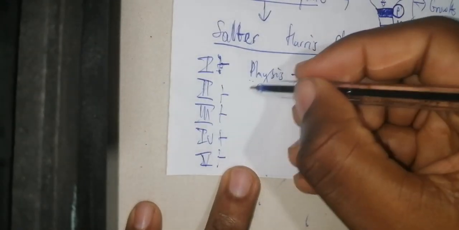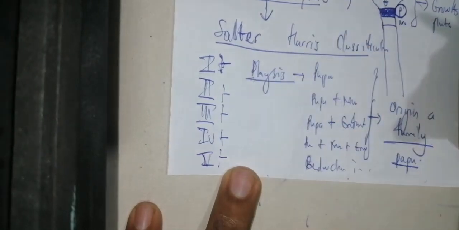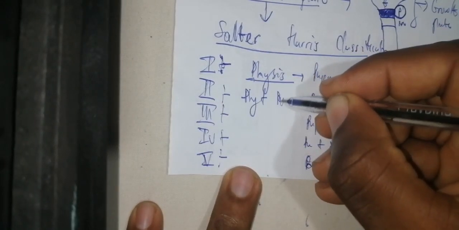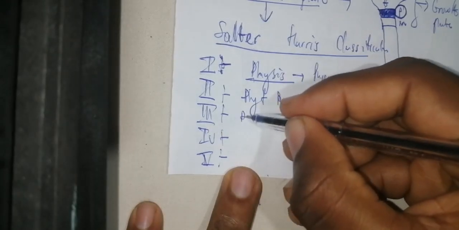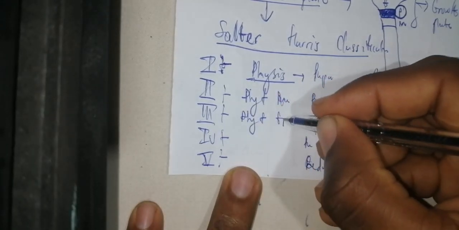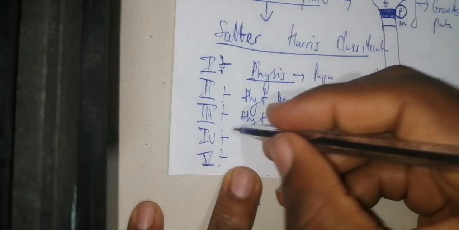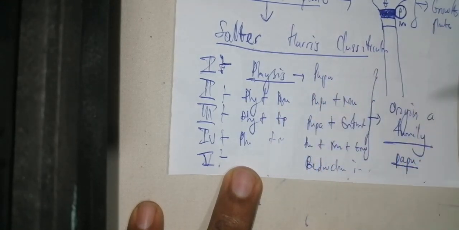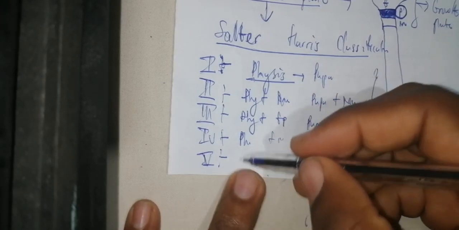So class 1 is only the physis involvement. Class 2 is physis plus metaphysis involvement. Class 3 is physis plus epiphysis involvement in the fracture. Class 4 is physis plus metaphysis plus epiphysis involvement in the fracture. And then class 5 is when there is a reduction in the growth plate size.